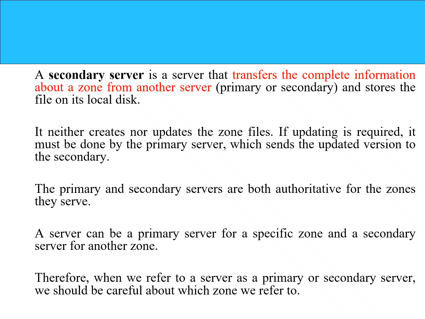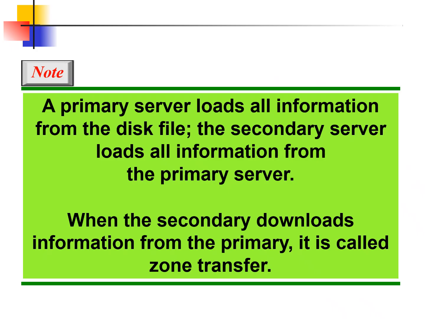A server can be a primary server for a specific zone and a secondary server for another zone. Therefore, when we refer to a server as a primary or a secondary server, we should be careful about which zone we refer to. A primary server loads all the information from the disk file. The secondary server loads all the information from the primary server. When the secondary downloads information from the primary, that process is called a zone transfer.